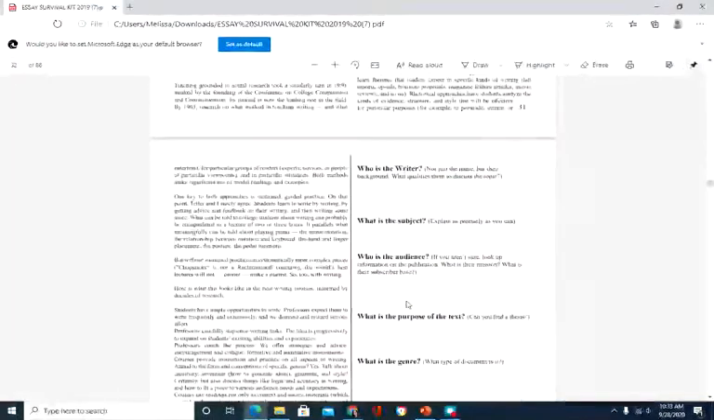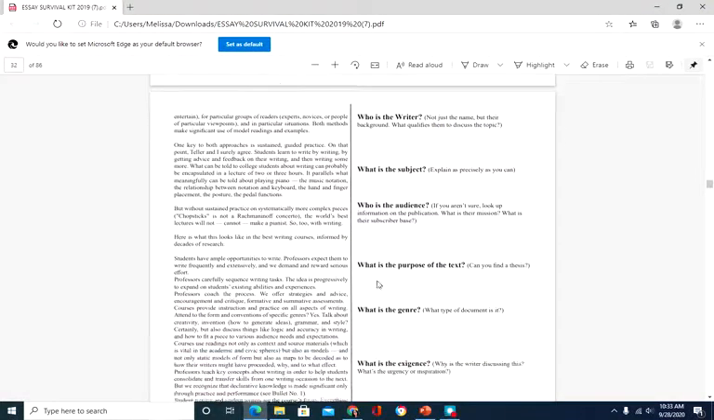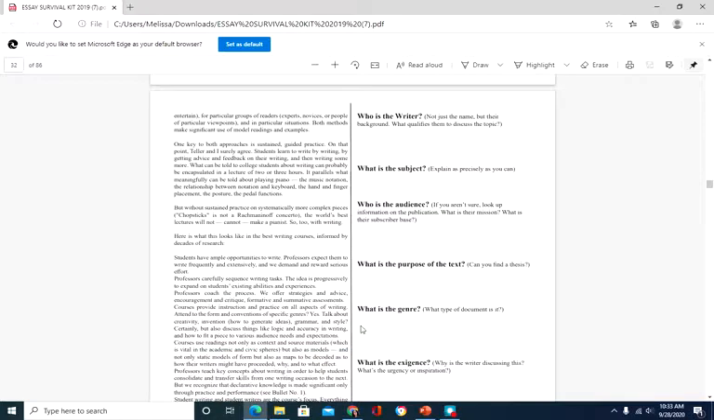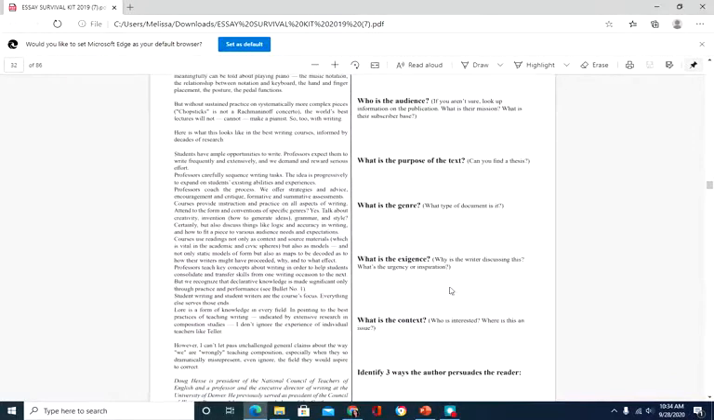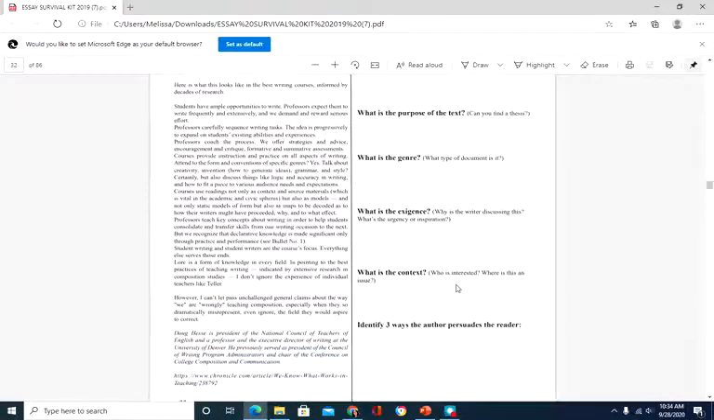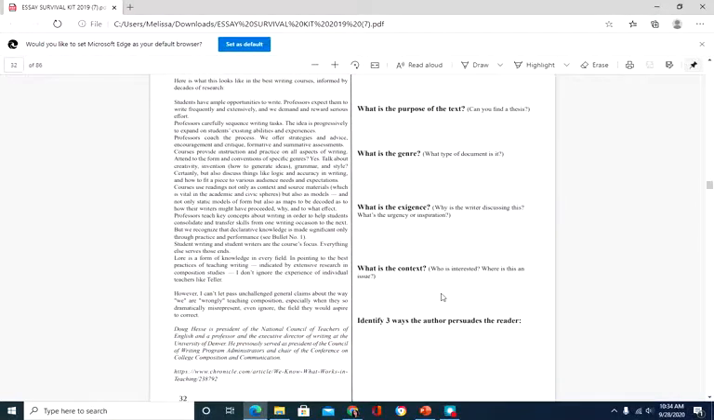So here we go. Who is the writer? Make sure you answer that for your own text. What is the subject? Who is the audience? What is the purpose of the text? What is the genre? What is the exigence or the urgency? What's the context? And for this, you can consider lots of different types of context.